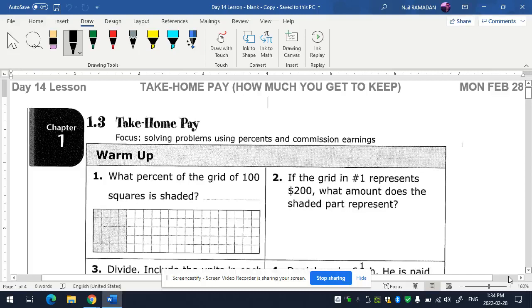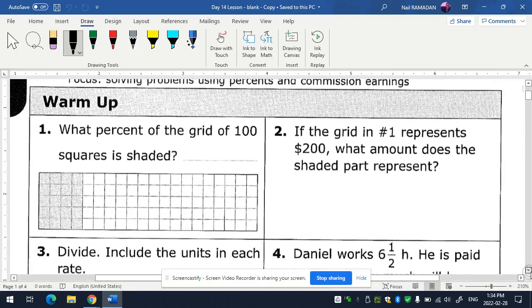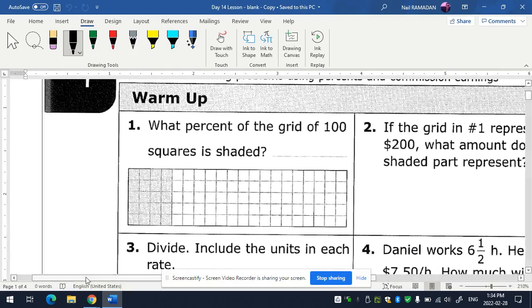So, first warm-up question. What percent of the grid of 100 squares is shaded? Well, we already know that the whole thing is 100 squares. So that means all we have to do is just count exactly how many those are.